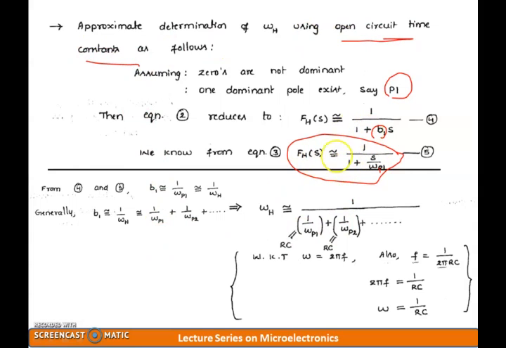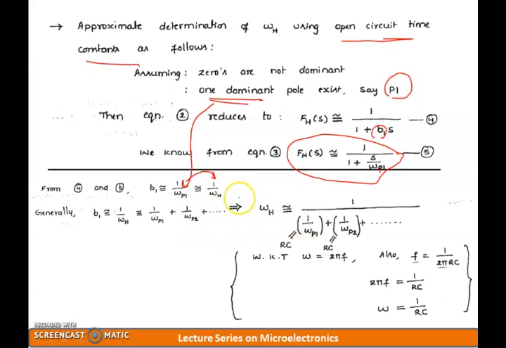Using equations 4 and 5, I try to obtain the value b1. Basically b1 is the entity related to the pole. So b1 is nothing but 1 upon omega p1, and since there is only one dominant pole in the circuit, whatever the frequency of that pole is, the same is the frequency of my amplifier. That will be my omega h, the upper cutoff frequency of the amplifier circuit. So basically my b1 is 1 upon omega p1, or 1 upon omega h. Now if there are multiple poles, then b1 will take the value 1 by omega p1 plus 1 by omega p2, and so on and so forth.